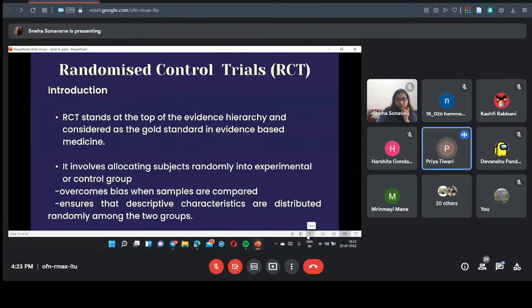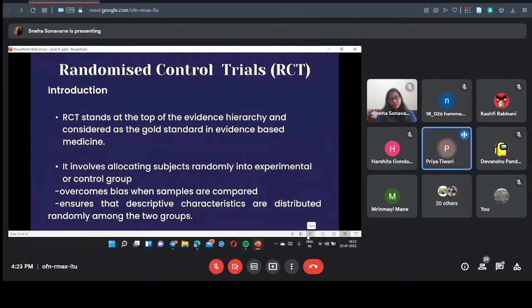RCTs are experimental or interventional studies. It is a study design in which the subjects are divided into two groups: one is the experimental group and the other is the control group. Why is it done? I'll tell you subsequently. But first, let us learn where the RCT stands on the evidence pyramid. RCT stands at one of the top levels of the evidence pyramid, just below systematic review and meta-analysis. It is considered the gold standard in evidence-based medicine, because its results are the most reliable if done properly.